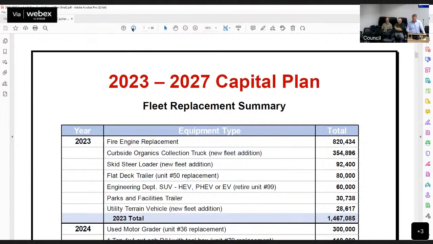So over the next 5 years, we're investing just about $3.5 million in the fleet as well. The biggest chunk of that is the replacement of the fire engine at $820,000. When we hear the term fleet, most people think of trucks and cars. There's a few of those in here, but we're talking about all of the equipment that our staff use to get their job done. These are productivity tools, and it's really important that we keep up with the tools that staff need to get the job done. It's really good to see the investments that are being made here.